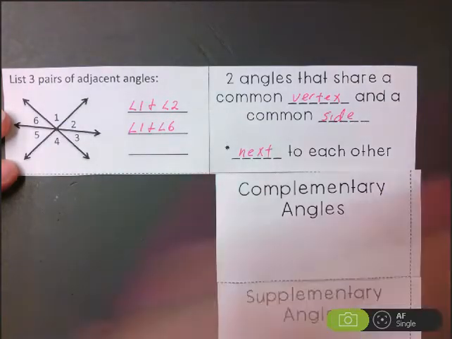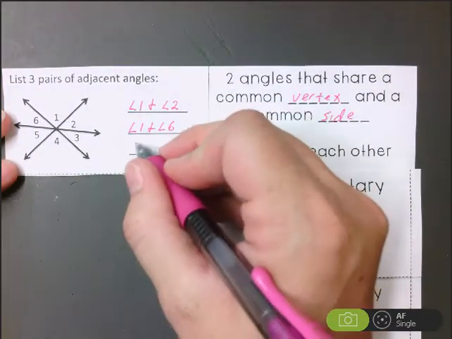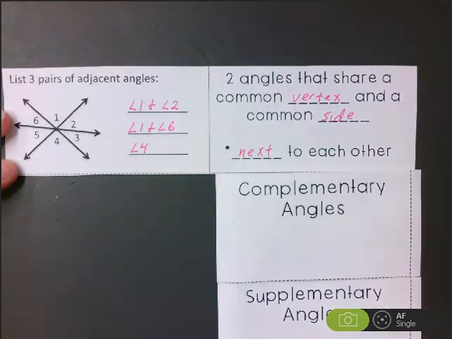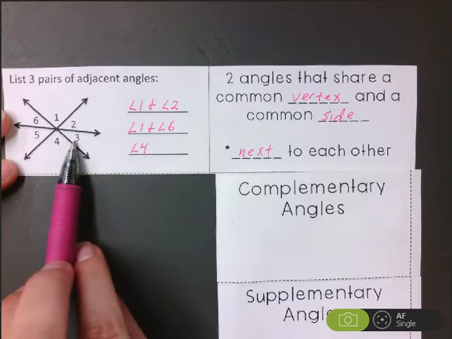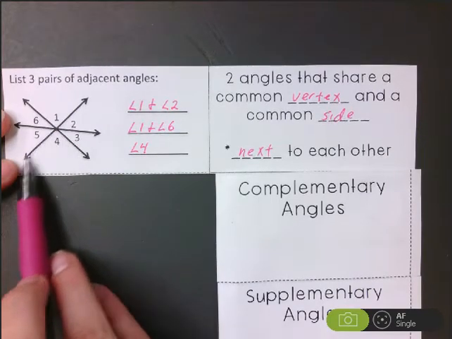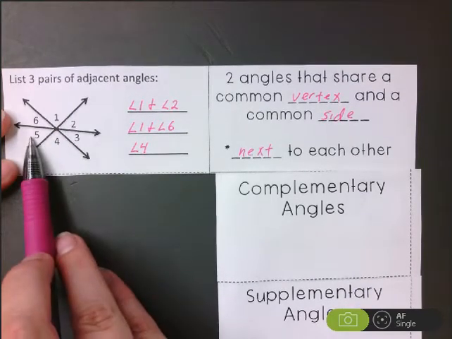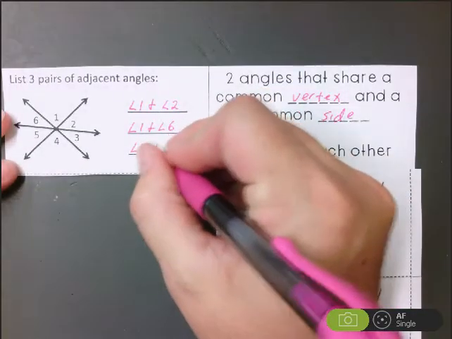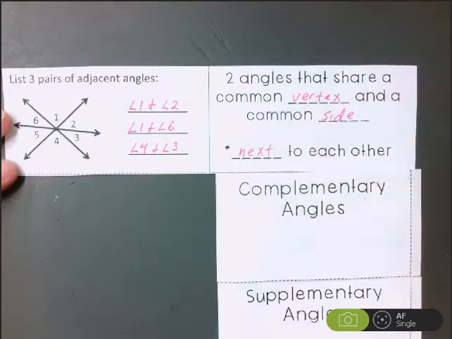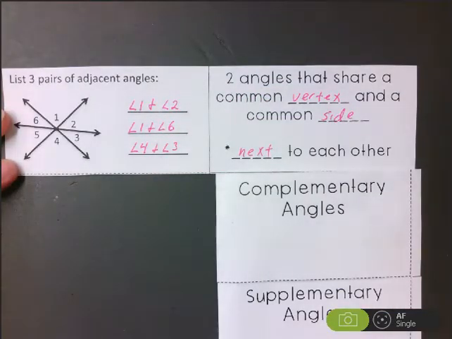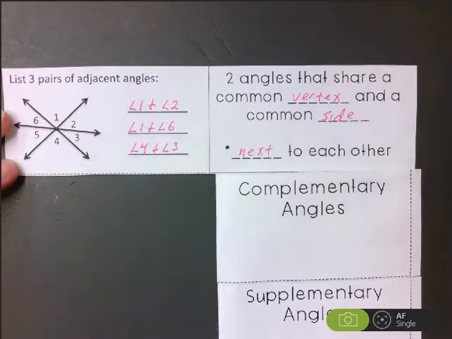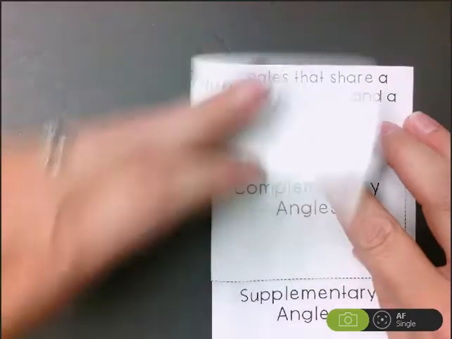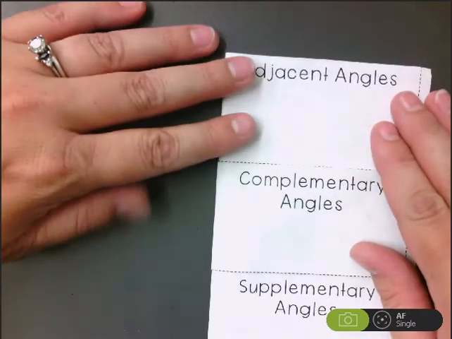So let's look for one more. I'm going to come down here to angle 4. Angle 4 would be adjacent to, so its side here, we could say angle 3, or this side over here, it's in common with angle 5. So I'm just going to put angle 3 there. As I said, there's lots of different ones. These are just 3 examples of some adjacent angles. Okay? So that's our adjacent angles piece.